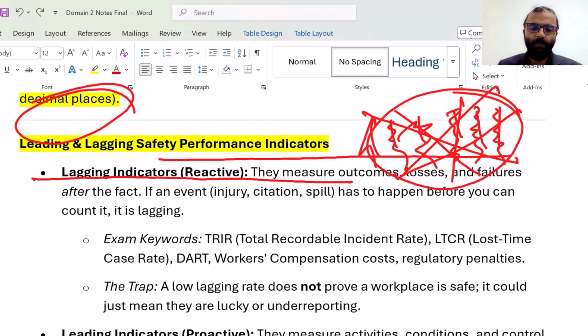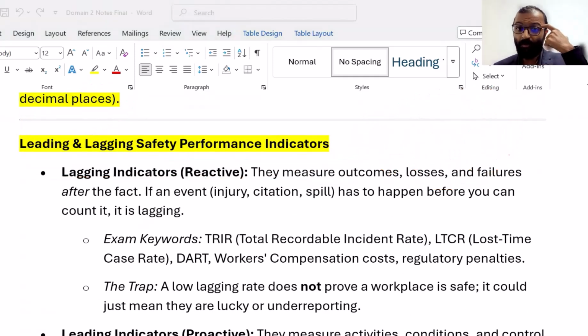Now moving further, we have leading and lagging safety performance indices. We will cover that in our next session, because if everything is given in one module, it will be difficult for you to understand as well. I will give it in your second video.